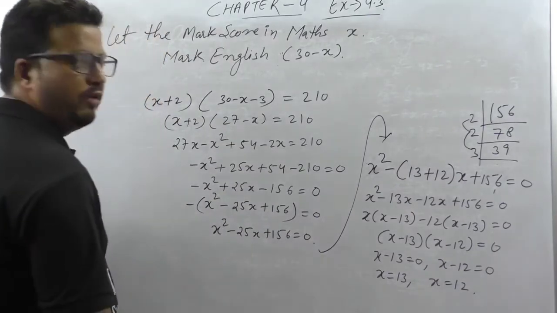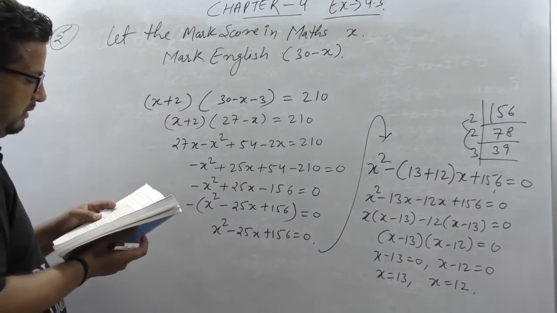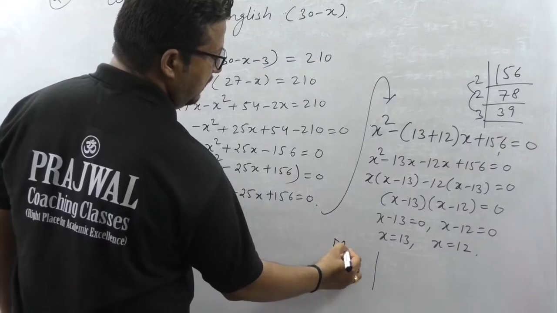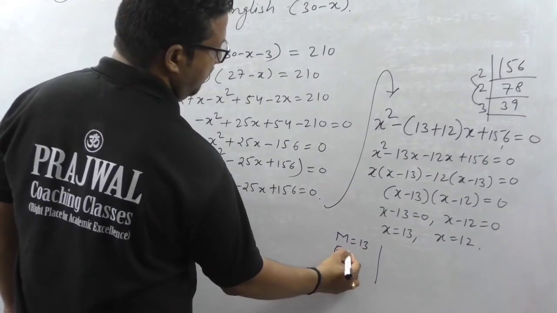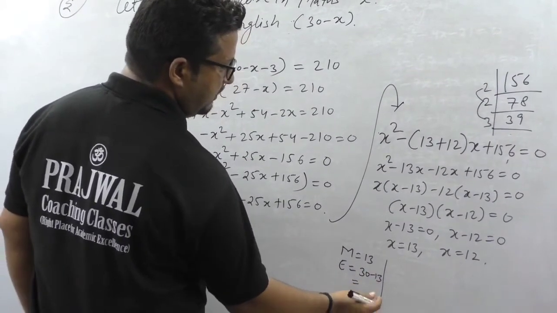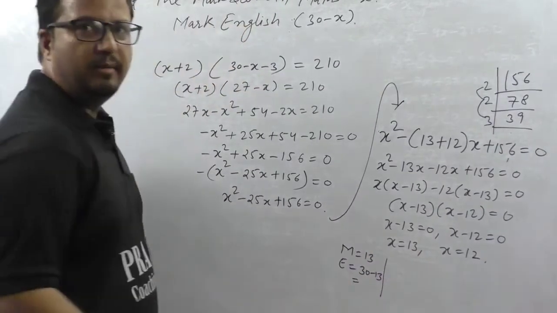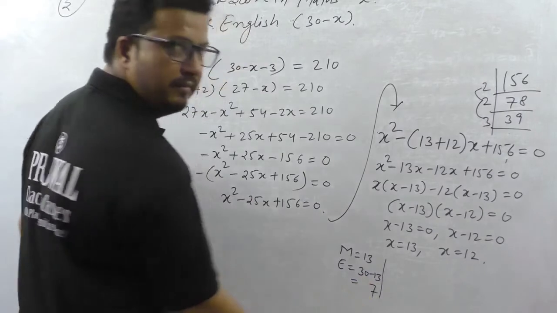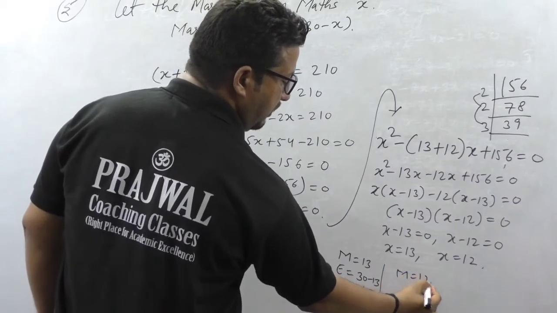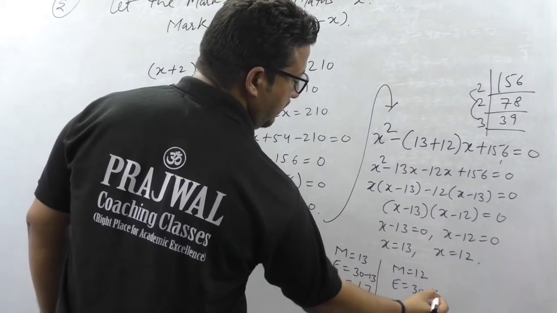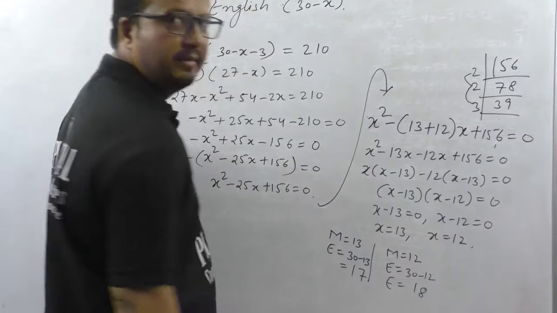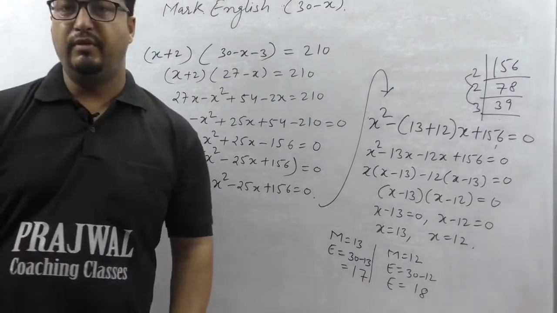Alright, so now we are looking for marks. In the question, what we have to find is her marks in two subjects. So if you are taking maths marks as 13, then obviously English marks will be how much? 30 minus x. It means 30 minus 13, and definitely it will be how much? If you subtract this, it will be 17. And if you take maths marks as 12, then English marks will be 30 minus 12, and it will be 18. Alright, so this will be the score. Quickly note it down, everyone.